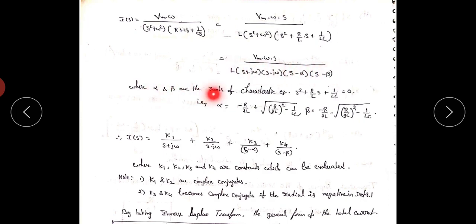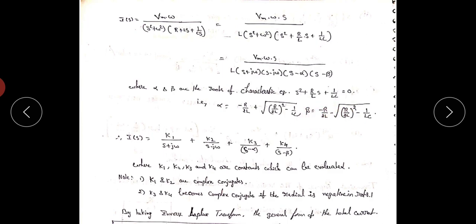So here alpha and beta are the roots of this equation. By using the formula minus b plus or minus square root of b square minus 4ac, we can find this equation's roots. So here alpha equals minus R by 2L plus square root of (R by 2L) whole square minus 1 by LC, and beta equals minus R by 2L minus square root of (R by 2L) whole square minus 1 by LC. So by using the formula minus b plus or minus square root of b square minus 4ac by 2a, we can find these two roots, alpha and beta.